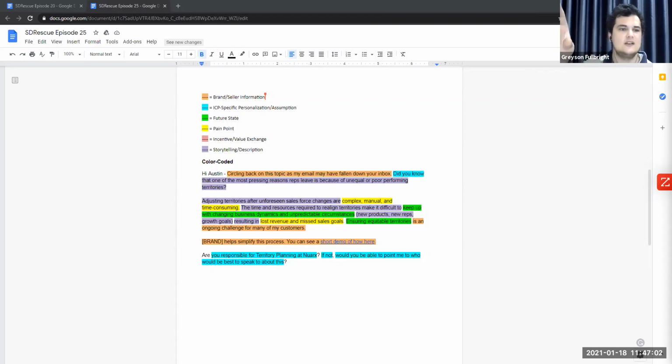What does it mean that reps leave because of unequal or poor performing territories? What does poor performing or unequal territories even mean? Kind of going into the actual picture of the story you're presenting. I think just doing that, and maybe honing in on a few specific things in this big paragraph, would have done wonders in terms of making it a lot more concise and easier to read.